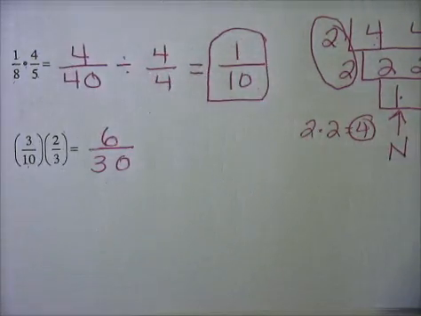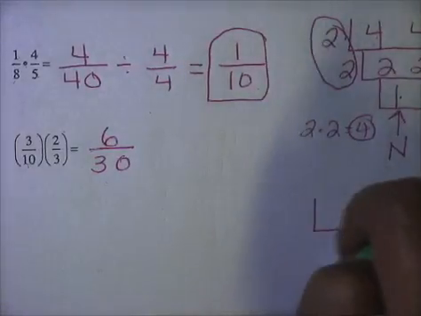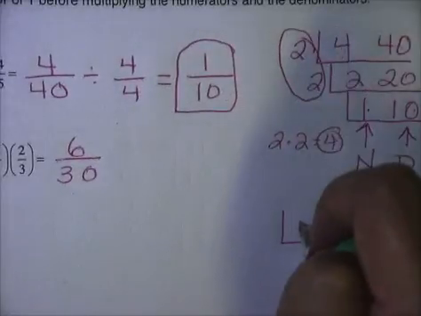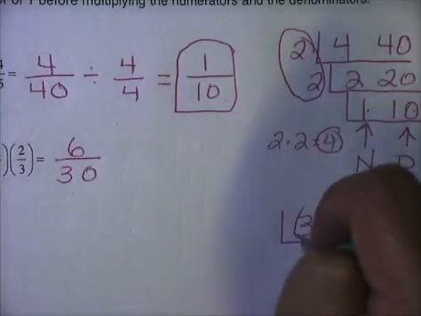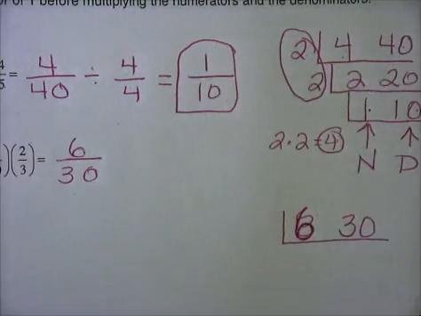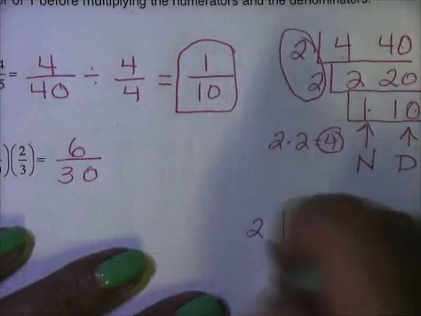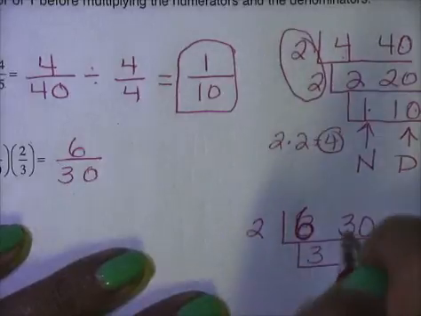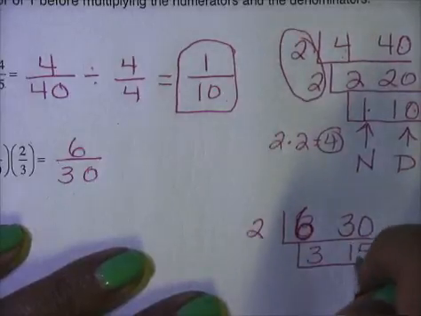And now we need to find the GCF. Let's use our ladder method on this one. This one's not as obvious, although I know what it is and some of you do. Sorry, we need to do our numerator first, so 6, and then our denominator. We'll look at our list at the top of our paper. They're both divisible by 2, so let's divide by 2. 6 divided by 2 is 3. 30 divided by 2 is 15.